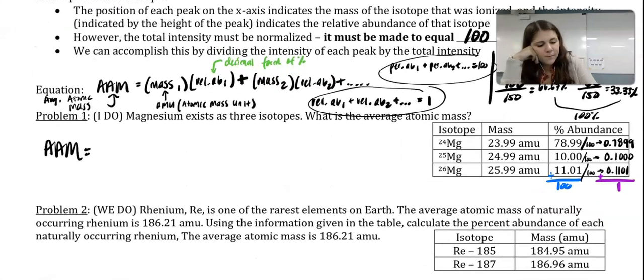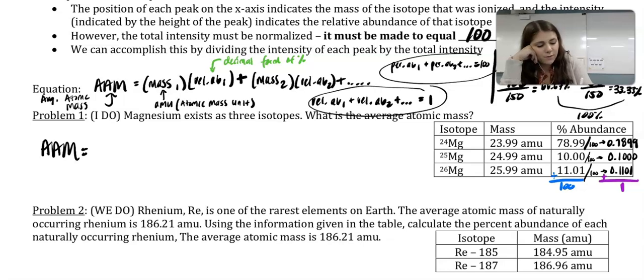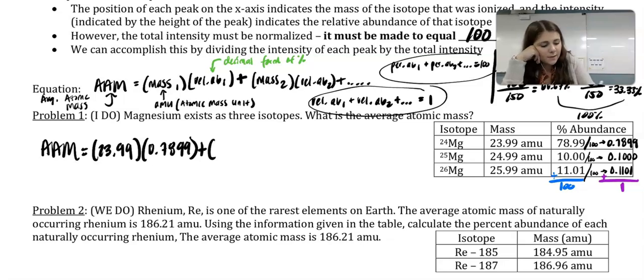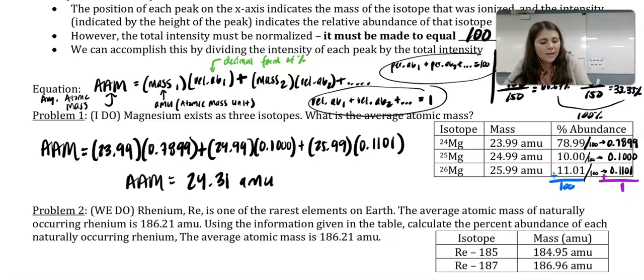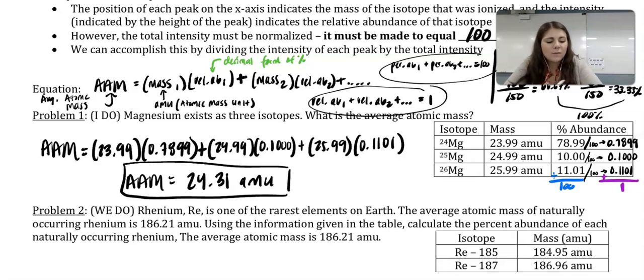All right, so here I'm going to plug in all my information. The first isotope, magnesium 24, I have 23.99 multiplied by 0.7899, plus the mass of the second one, 24.99 multiplied by 0.1000, plus the mass of the third one, 25.99 multiplied by 0.1101. And so here, to get my average atomic mass, I get 24.31 AMU.